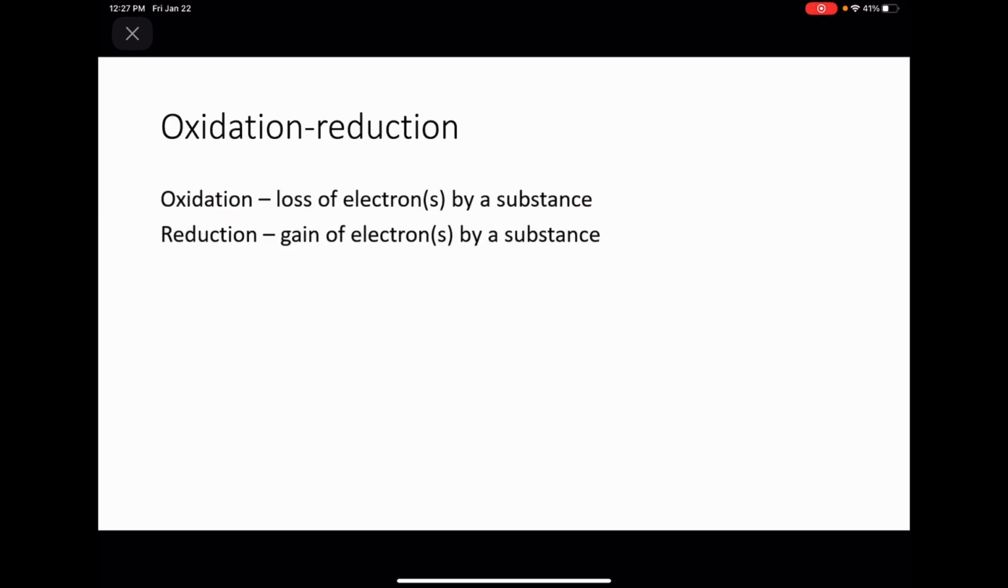So let's review. I think this is probably something you learned in high school or you learned last semester, but the definitions of oxidation and reduction. Oxidation is basically the loss of electrons by a substance. Reduction is just the gain of electrons by a substance.